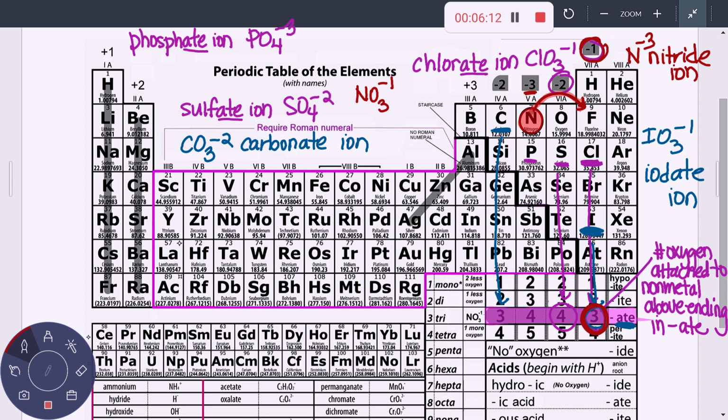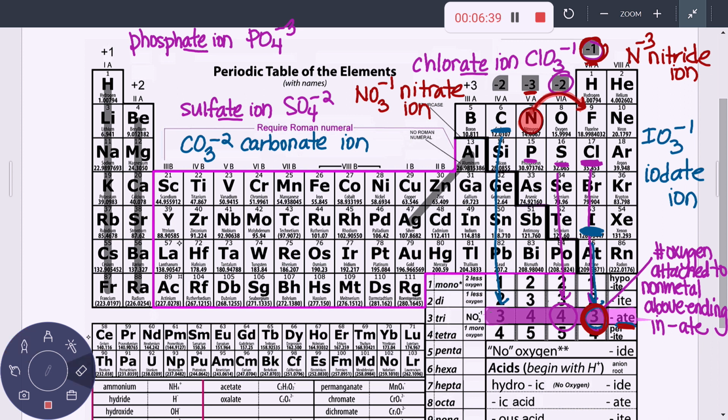So NO3 -1 would be the nitrate ion. Does that make sense? Okay. Now, besides the 8s, I have 3 other rows of oxygens and different endings. Okay. So can I erase all this and we can go to the other 3 and then we're done with these?